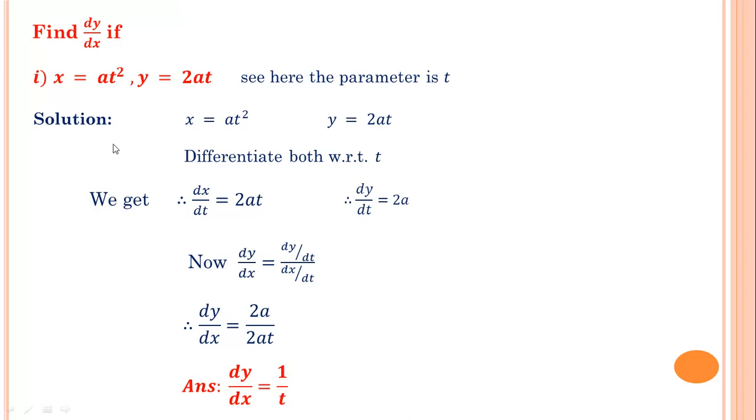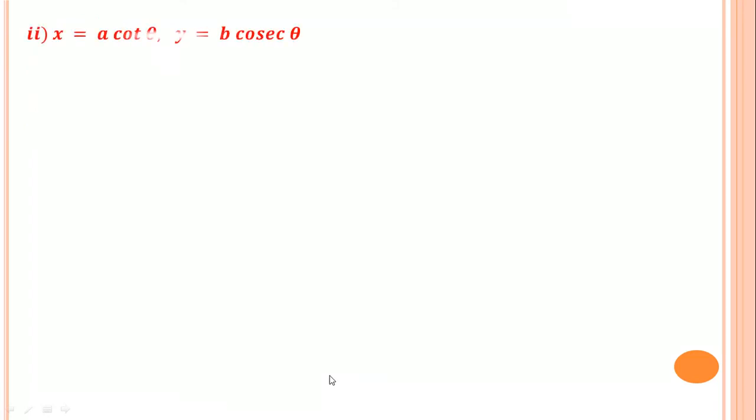After taking the separate derivative of x, then the separate derivative of y, and then finally using this result, we get dy by dx, which is in terms of t, because here t is a parameter. So dy by dx is equal to 1 upon t. Here the answer is 1 upon t. So you have to solve up to this step. Now we will see another example.